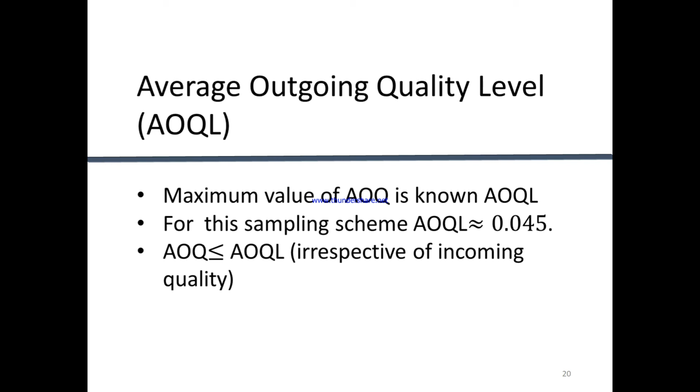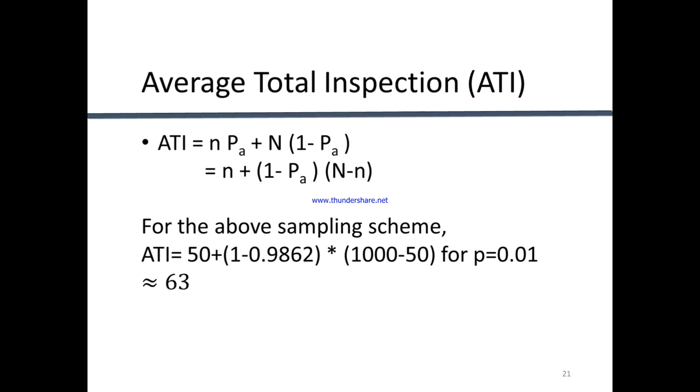So actually when you compare the AOQL value with the AOQ values, it's the maximum value. If you compare all the AOQ values, since we take the maximum AOQ value, that is the maximum average outgoing quality, we call it the average outgoing quality level. So all the other average outgoing qualities are less than or equal to the average outgoing quality level, since it's the maximum value. Right?